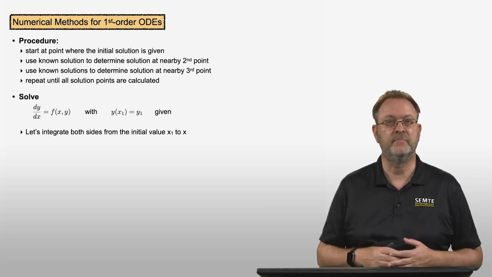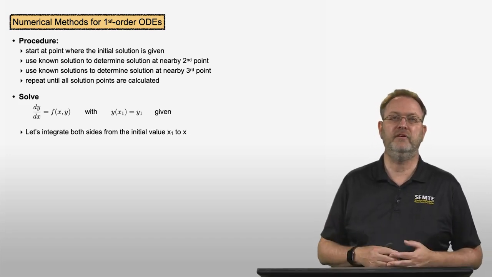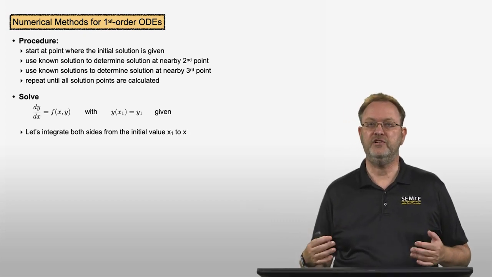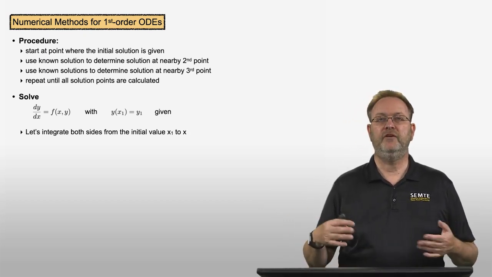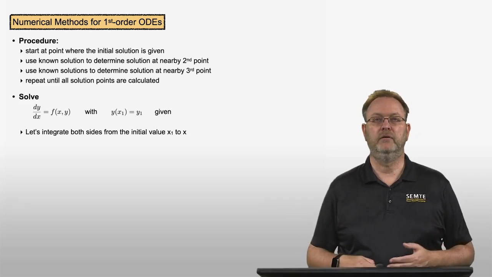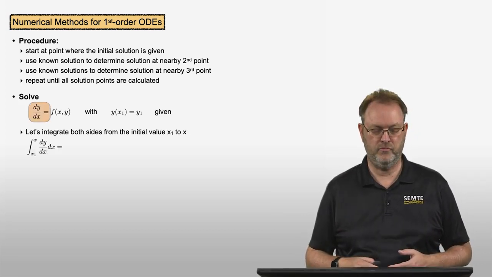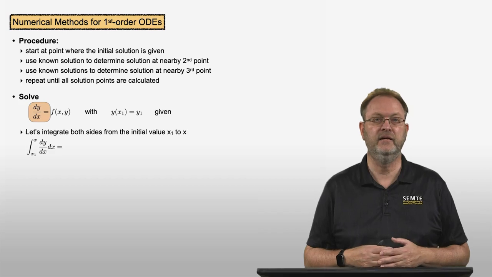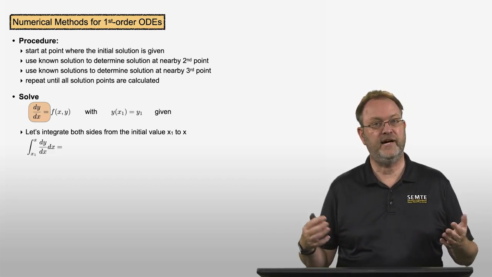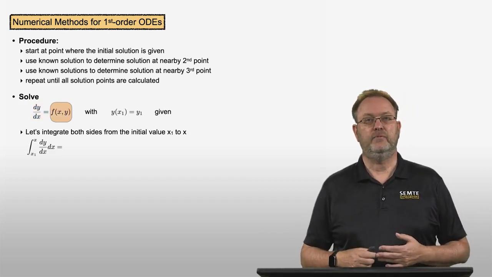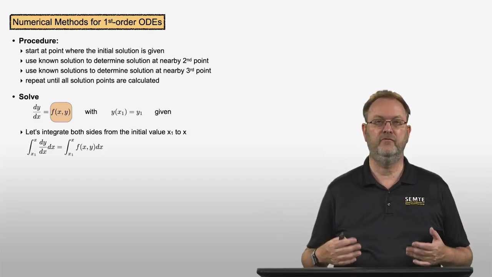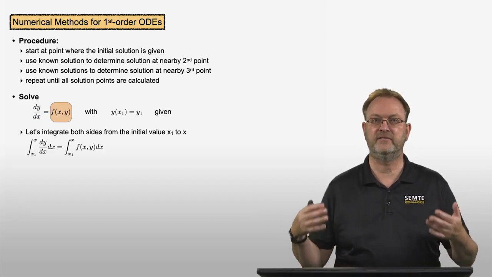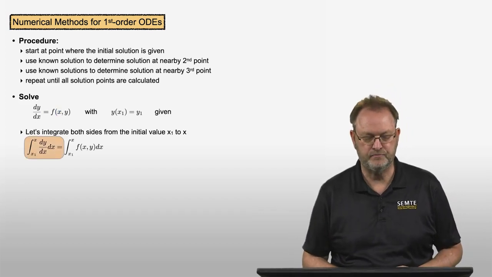Okay, so how do we solve this? Let's integrate both sides from the initial value x1 to an arbitrary value of the independent variable x. So we'll integrate the left-hand side here: the integral from x1 to x of dy/dx dx is equal to the integral of the right-hand side, the integral from x1 to x of f of x and y dx.